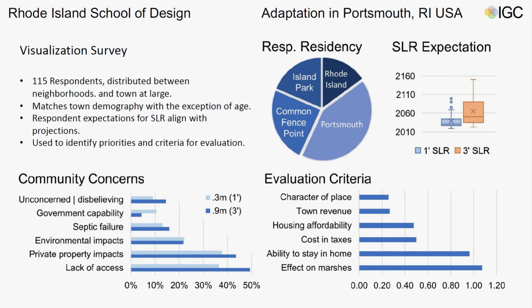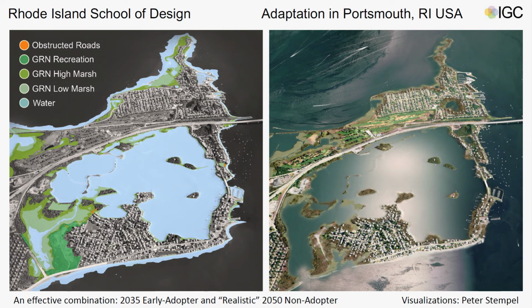On the bottom, you can see our priority for evaluating what constitutes success in our community concerns. We're actually using some of these criteria in our post work. These two visualizations are the visualizations that made the difference in a lot of our community engagement processes. On the right is a realistic visualization of what 3 foot of sea level rise would look like in terms of its implications in the landscape.